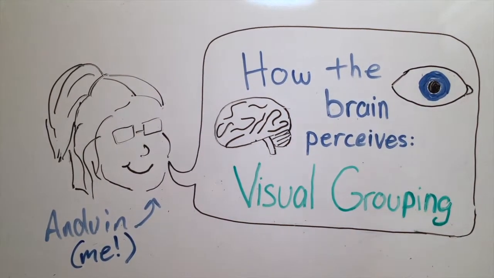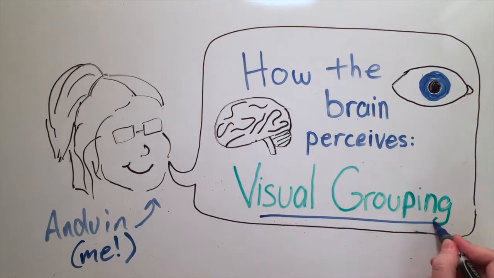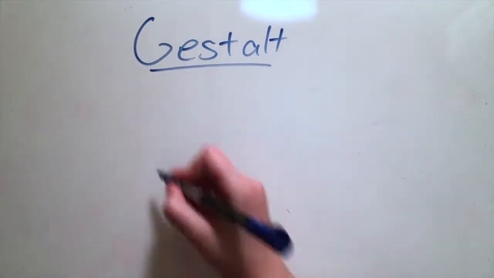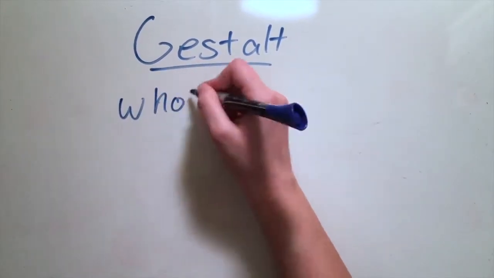Today we're going to be talking about how the brain takes in all the visual sensory input of everything that we see and organizes it into things that we can understand. It does so through visual groupings. The psychology of grouping is called Gestalt psychology. Gestalt psychologists believe that the whole is greater than the part.